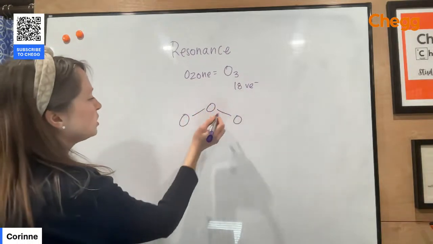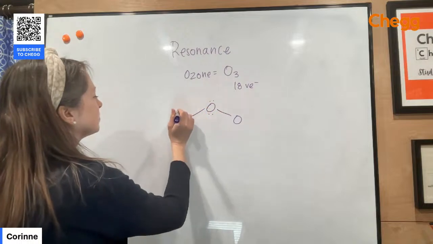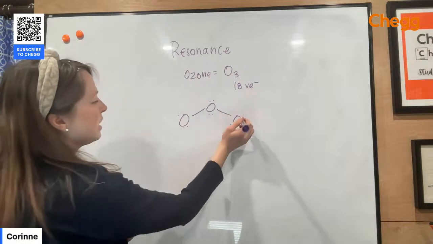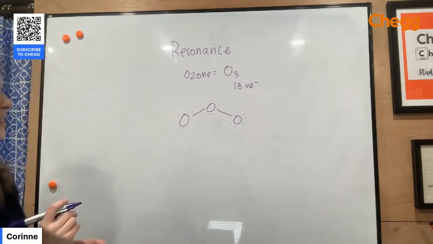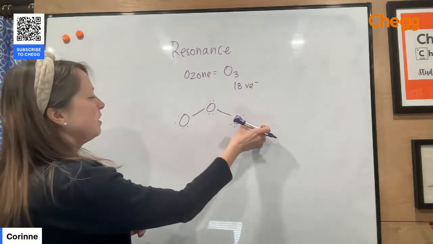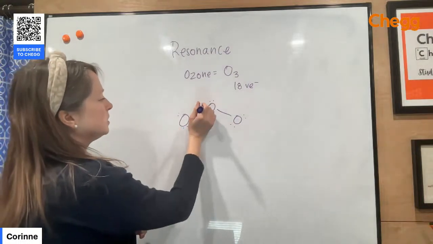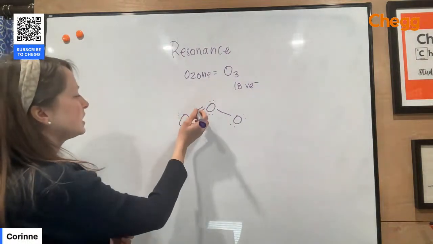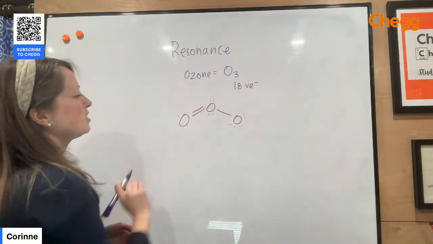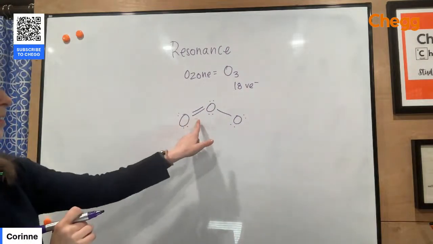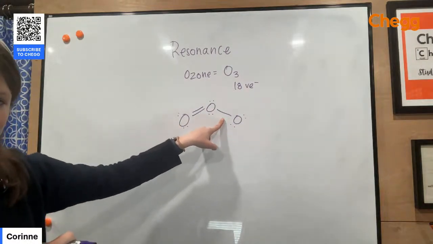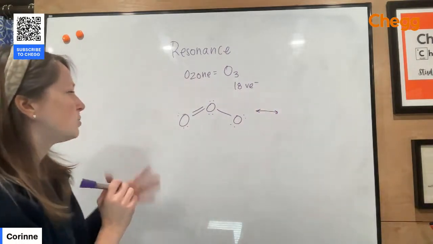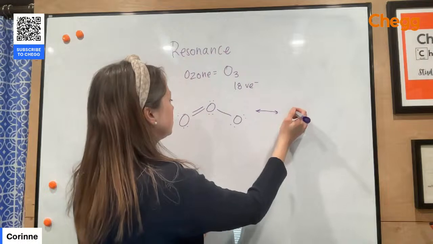So we have 1, 2. And then we have a weird situation where we have these single electrons. So we are going to have a double bond like here. All right, so let's count this up: 2, 4, 6, 8, 10, 12, 14, 16, 18. Right, but could I technically have that double bond on the other side as well? Yeah, why not? So when we draw resonance structures, we're just going to show the possible structures.